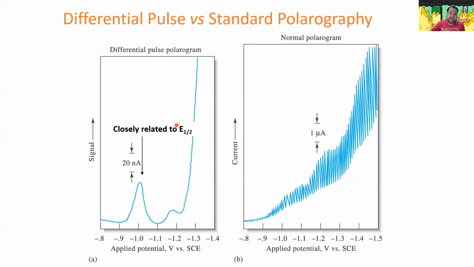polarogram. So here's a normal polarogram. It's got all kinds of noise on it because of those drops, and it's not really noise because it's predictable. Then you've got this kind of sweep happening. If you do it in a differential pulse, you're going to end up with a peak.